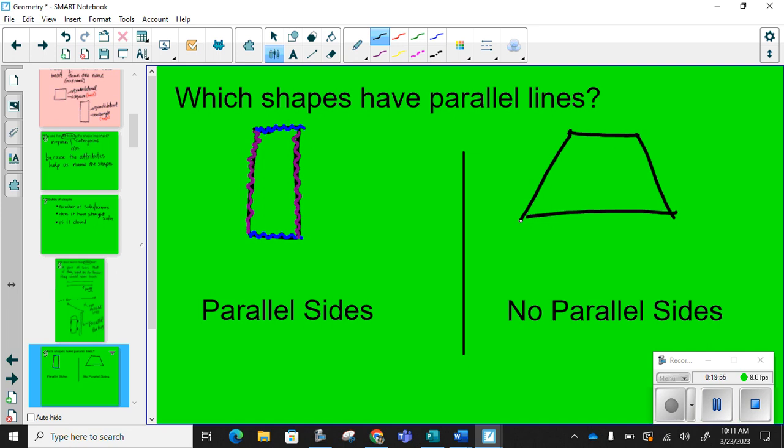I see Penelope moving her fingers up the line to see if they'll ever touch. Beautiful. All right, what do you think on that one? It does not have parallel sides.